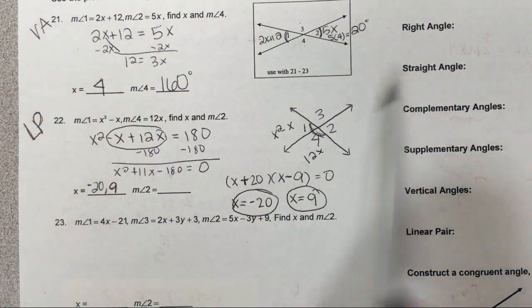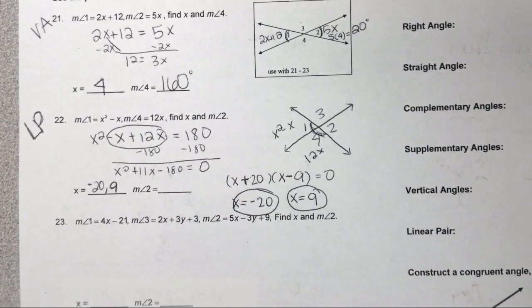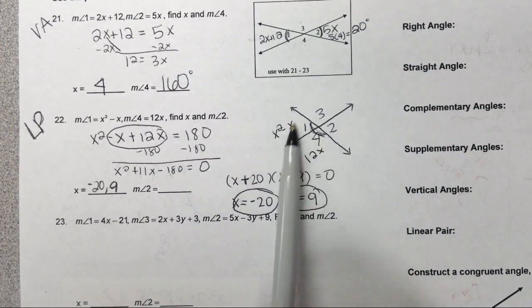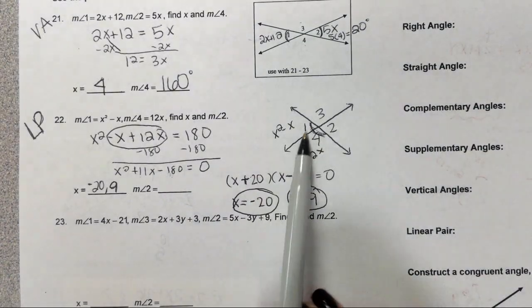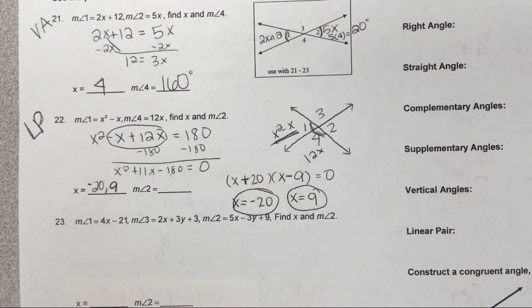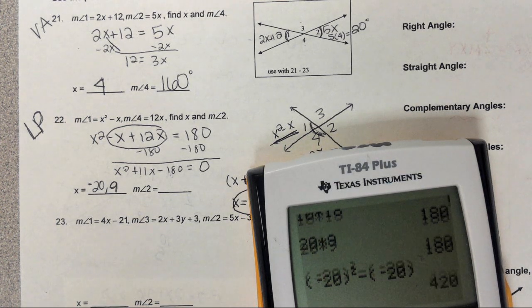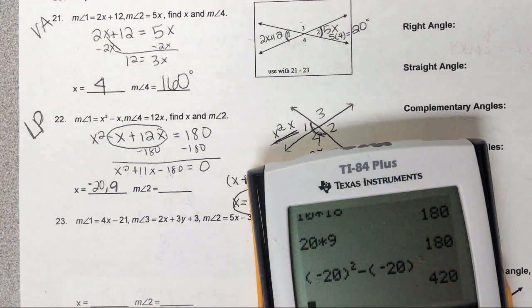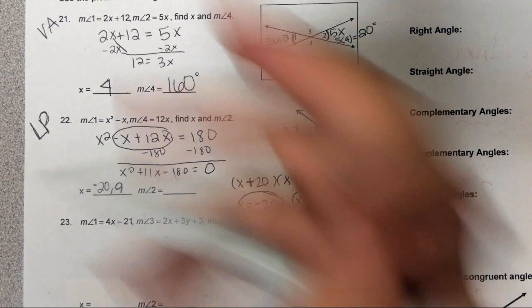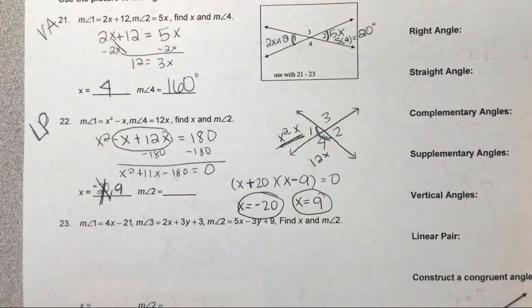And now I want angle 2. Which one of these is like angle 2? Angle 1 or angle 4? Angle 1. So I'm going to use this to substitute in. Negative 20 squared minus negative 20 is 420. Can that be an angle? No. So that's not realistic.